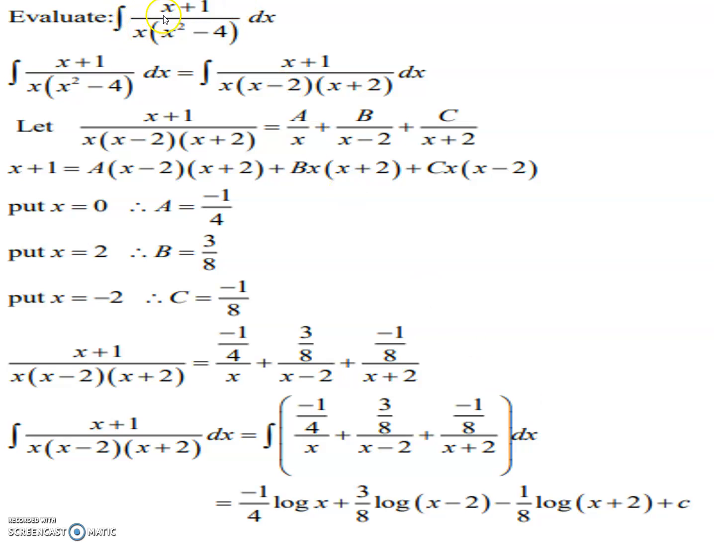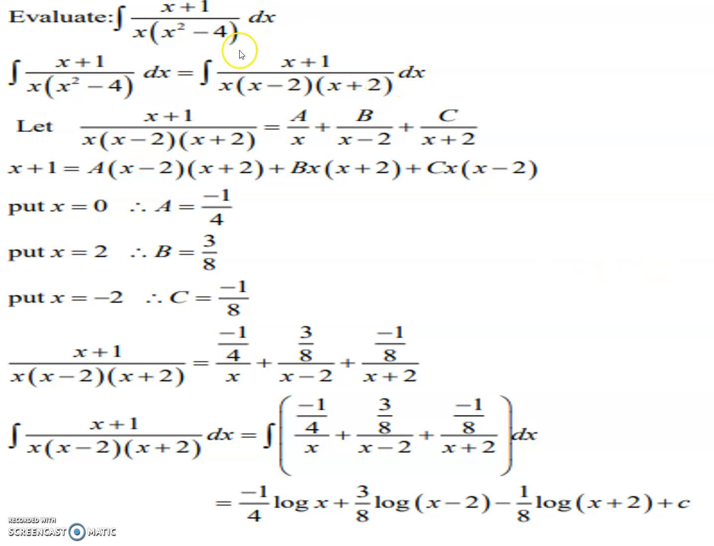Now we have the next example: (x + 1)/(x² - 4). The expansion of x² - 4 is what? Yes, we know that a² - b² = (a + b)(a - b). That's why the integral of (x + 1)/(x² - 4) dx is equal to the integral of (x + 1)/((x - 2)(x + 2)) dx.